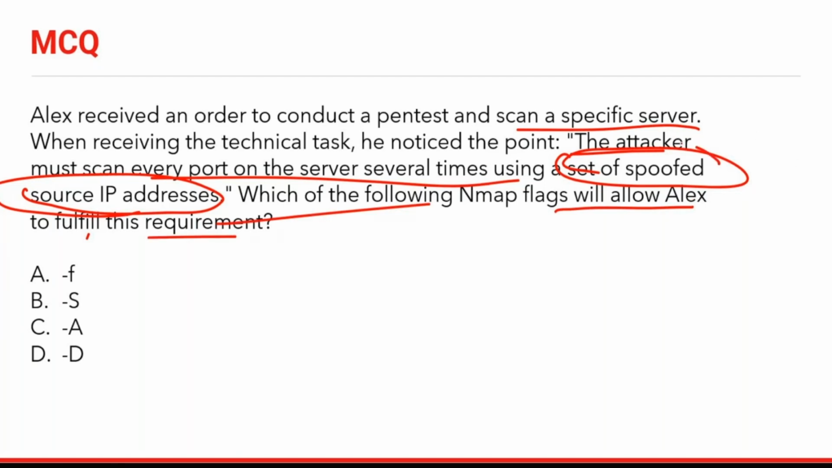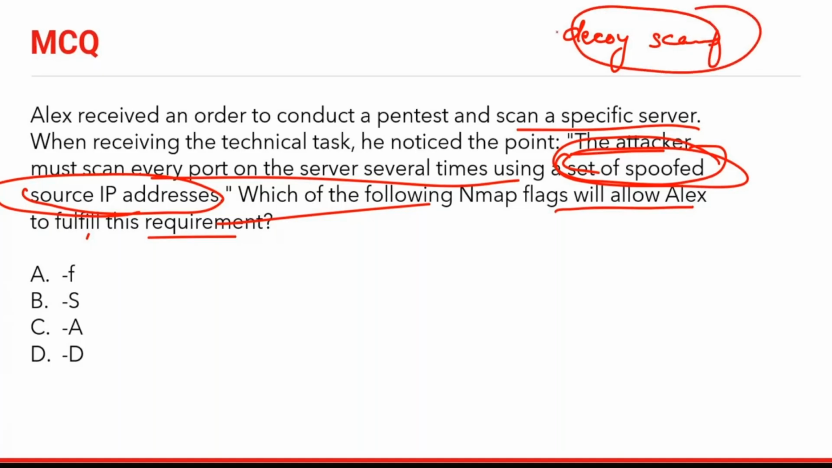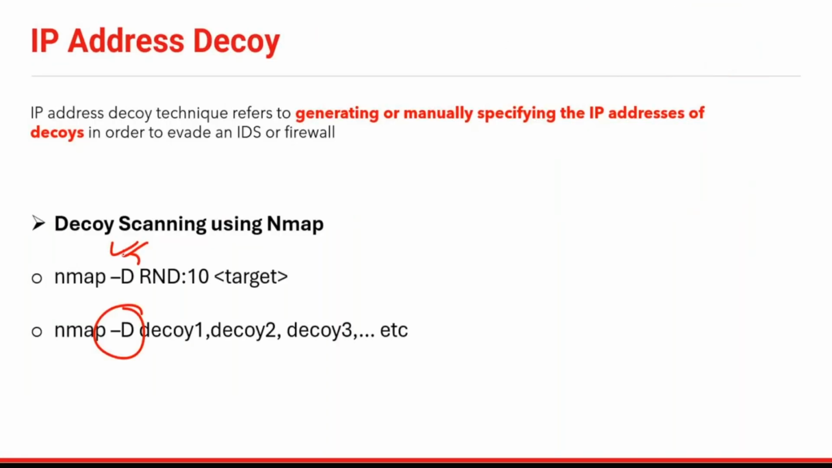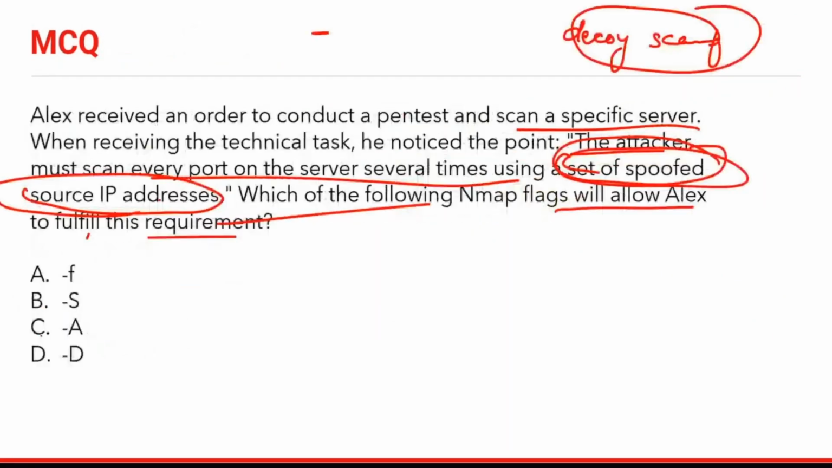Guys, remember the parameter for which we performed the decoy scanning. The last scanning that we performed to evade the firewall and the security solutions for that particular target system. What was the parameter I used? So D is the correct answer, guys. That is hyphen capital D. This question has come previously in the CEH exams. That is the correct answer.